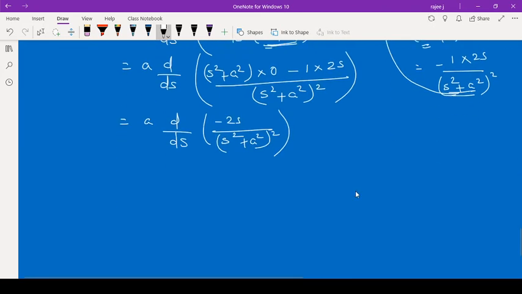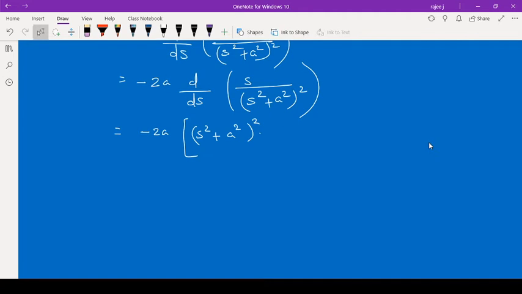Then again this is equal to, 2 is constant, a is here, so I will take minus 2a d by ds of s upon s square plus a square the whole square. Now find the differential of this one and tell me the answer. Derivative of s is 1 here, minus, now numerator means here s into derivative of this denominator.